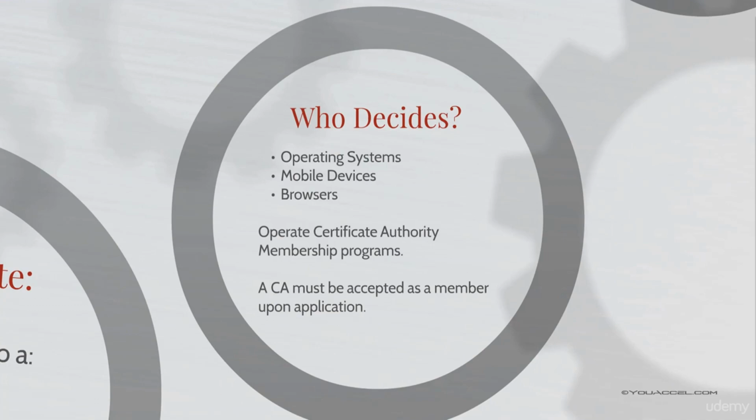So who decides if a certificate authority can be trusted? In order to understand that, it's important to recognize that all operating systems, mobile devices, and browsers operate authorized certificate authority membership programs. A certificate authority, also known as a CA, must be accepted as a member by complying with certain criteria. It's important to note that CAs can be both private companies and government organizations, but there are a relatively small number of them.